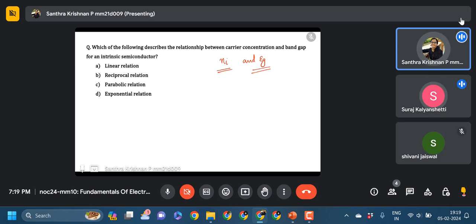One second, let me just check the equation. Shivani, am I audible? You can also unmute and speak if you have any doubts or if you have any answers. Please do unmute and speak. It's directly proportional.